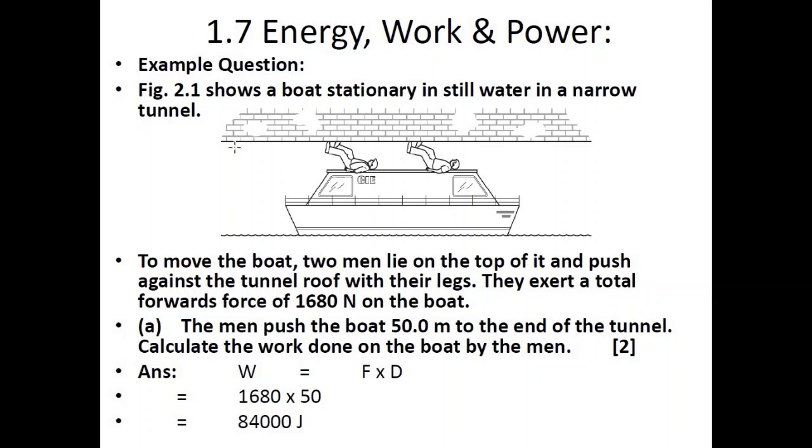You know the formula for work done, force times distance, so simply plug in the values. Force is 1680 Newton, the distance is 50 meters, and you multiply these and get 84,000 joules or 84 kilojoules, whichever unit you want to use. It's up to you.